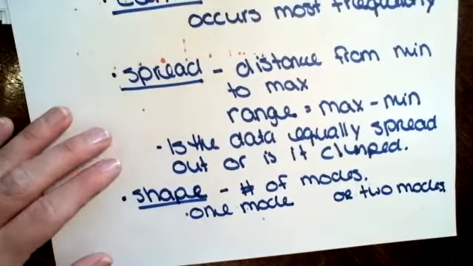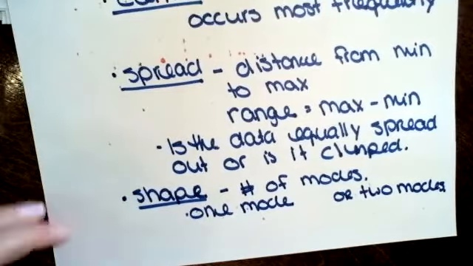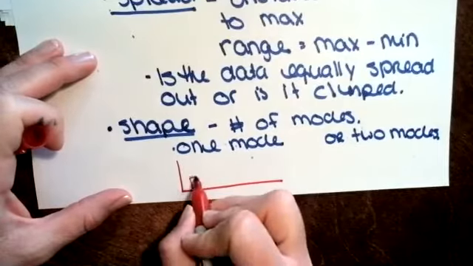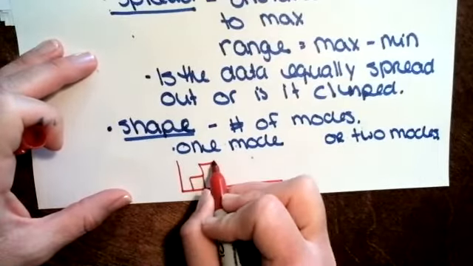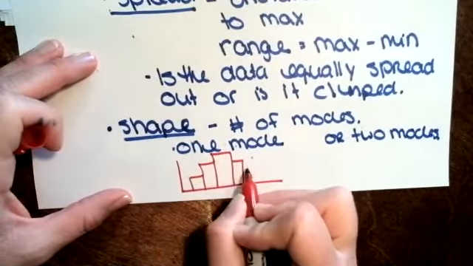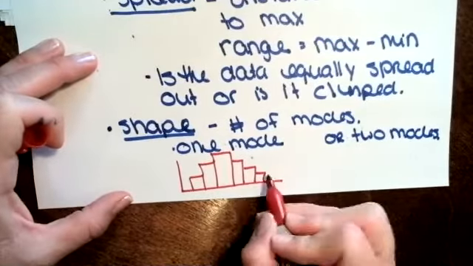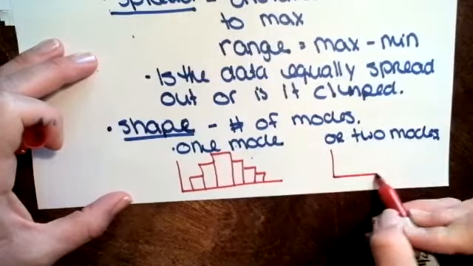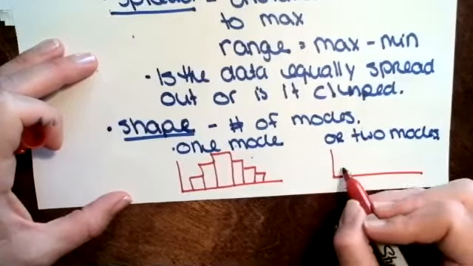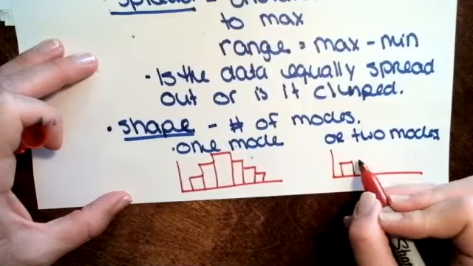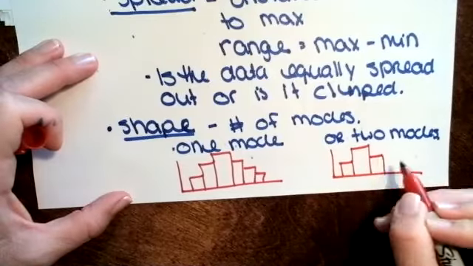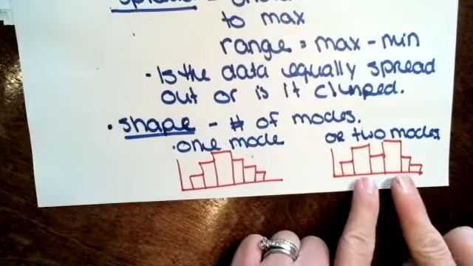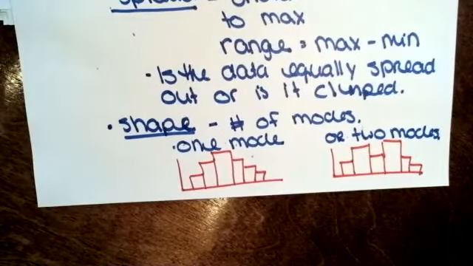So one mode, I'm going to try to sketch here real quick. One mode means that, if I'm looking at a histogram, I have one bar that's higher than the others, that occurs more than the others. This is my one mode here. I could have a histogram that looks something like this. And you can see here, it has two modes. Okay, so that's what I mean.